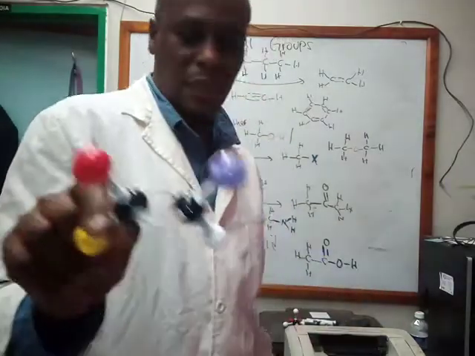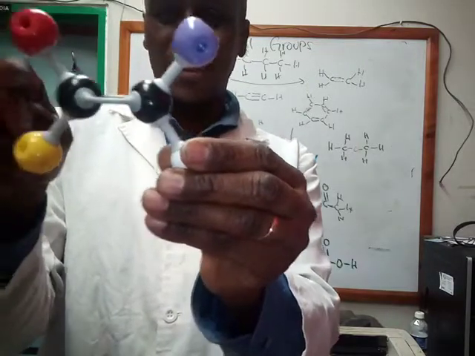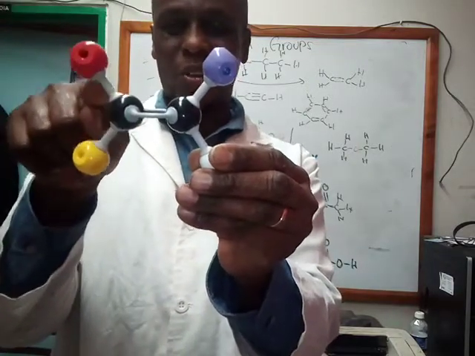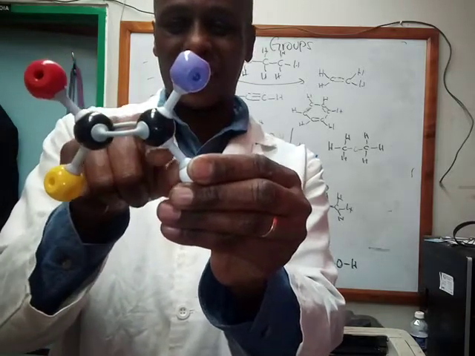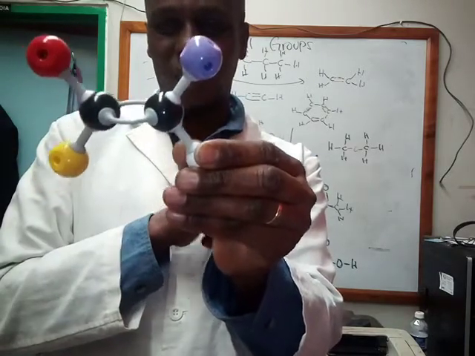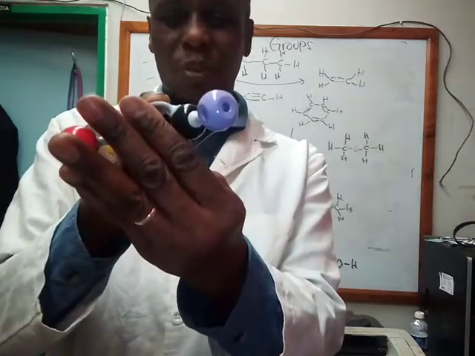If I raise it up, what can you see? The bond angles here are 120 degrees. So there is 120 degrees, 120 degrees, 120 degrees. So this structure is going to be flat on a plane. That's what is said to be a double bond.